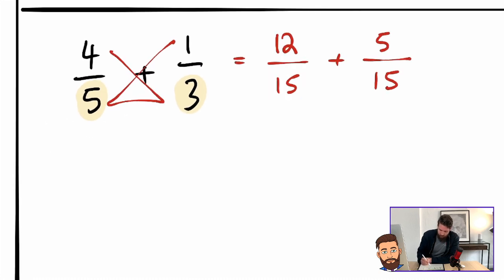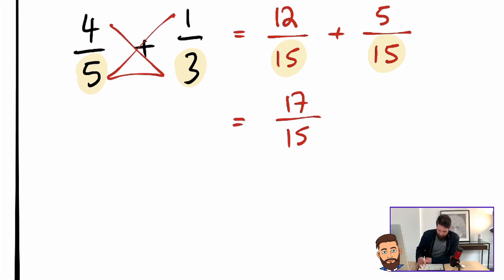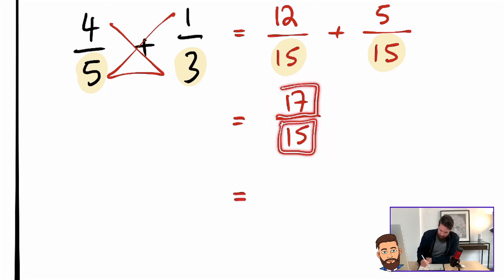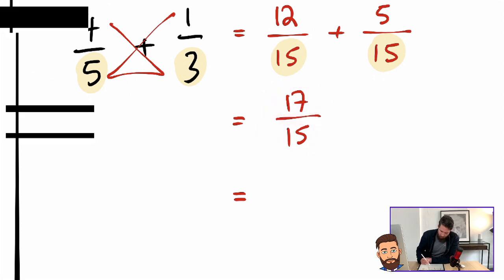Now we have a common denominator, which is good, which means we're allowed to add them now. Okay, it's okay for us to add. So you keep, remember, the denominator the same, and you add the numerator. So 12 plus 5 is 17. Hopefully you realised this is top heavy, improper, so we always want to change that into a mixed. So how many times does 15 go into 17 whole? Well, it'd just be 1 whole 1.